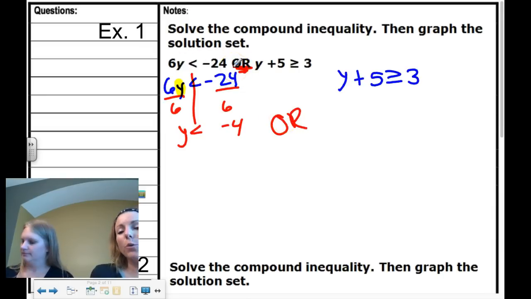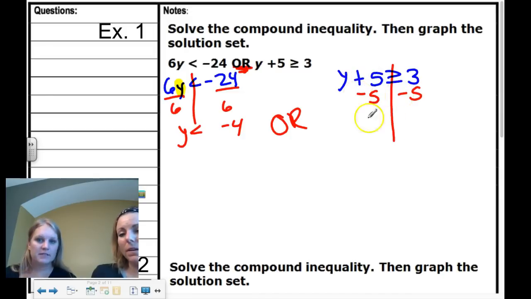Now we're going to get y by itself again. This time we subtract 5, and when we subtract, we still keep the same sign. y is greater than or equal to negative 2. That's your solution, but now we have to graph it.